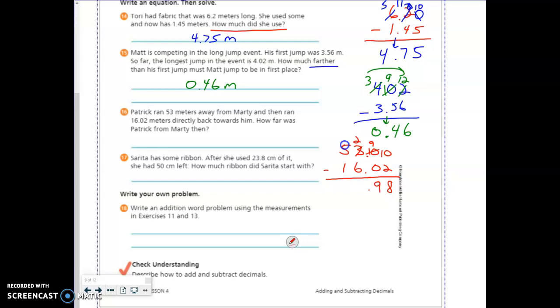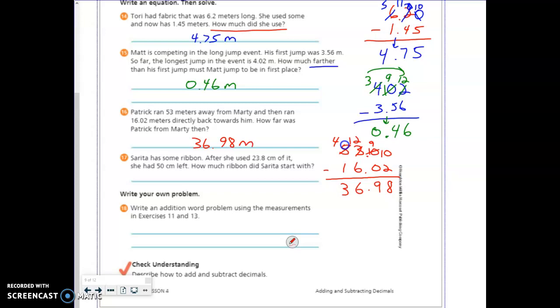Again, cannot take 6 away from 2, so I make this 5 into a 4 and make this one a 12. 12 minus 6 is 6. 4 minus 1 is 3. And our answer for number 16, and hopefully it was the answer for you as well, would be 46.98 meters.